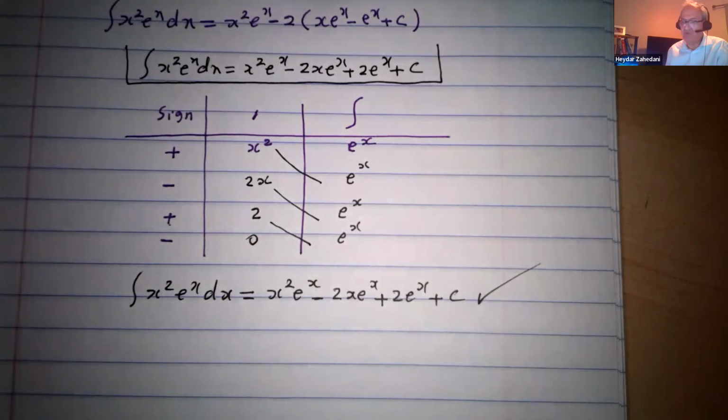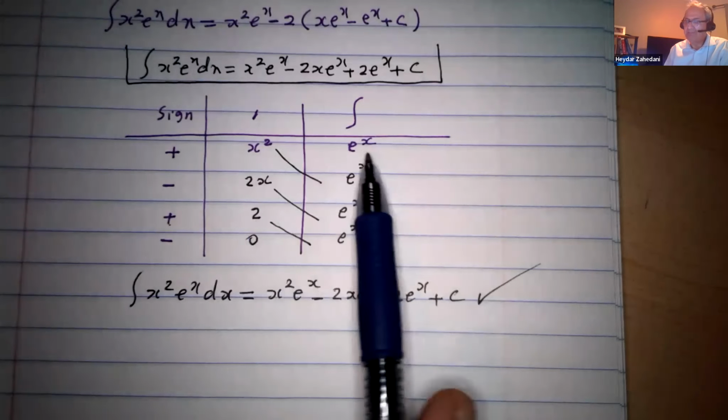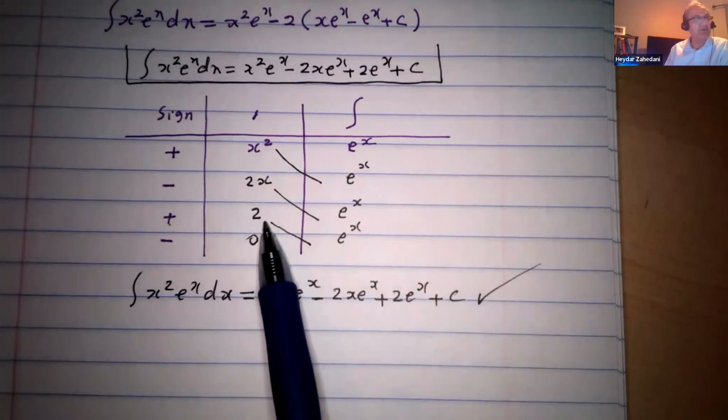I'll do one more for you so that you know how to do it. I'll just make it more complicated for you. So I repeat it again. This column must be powers of x.